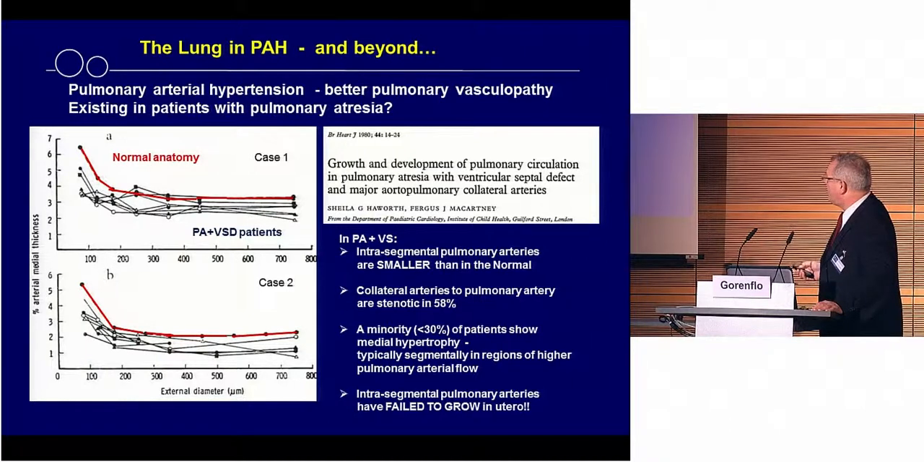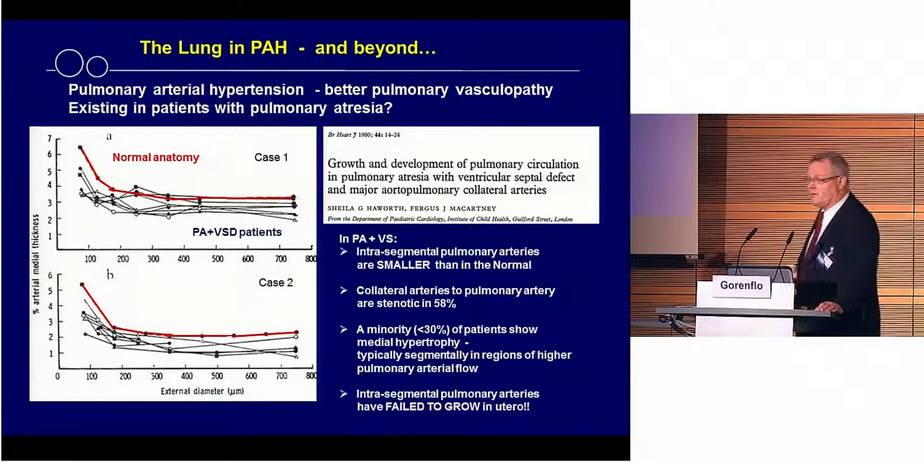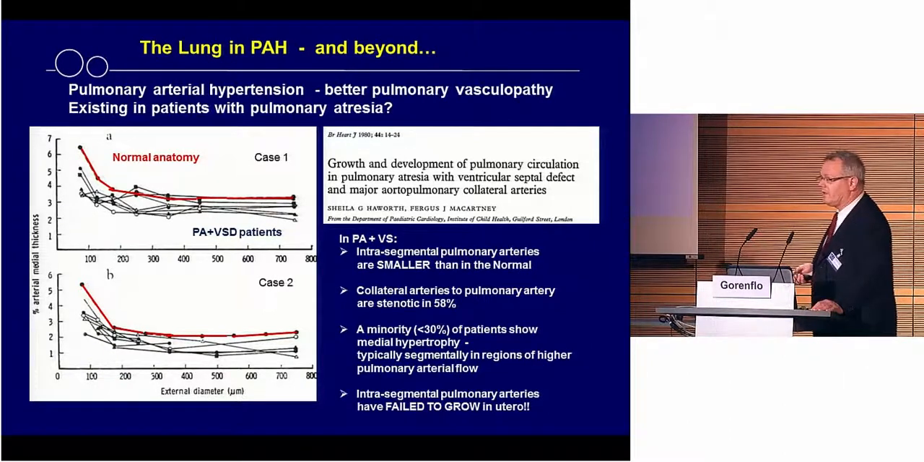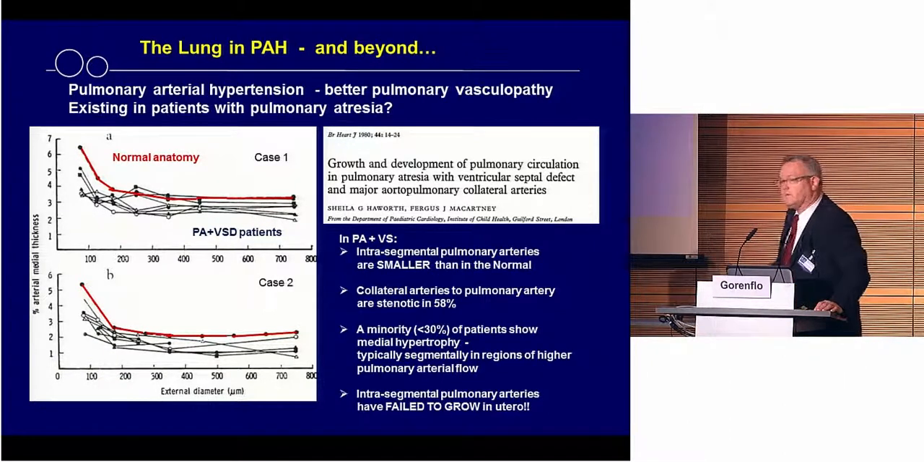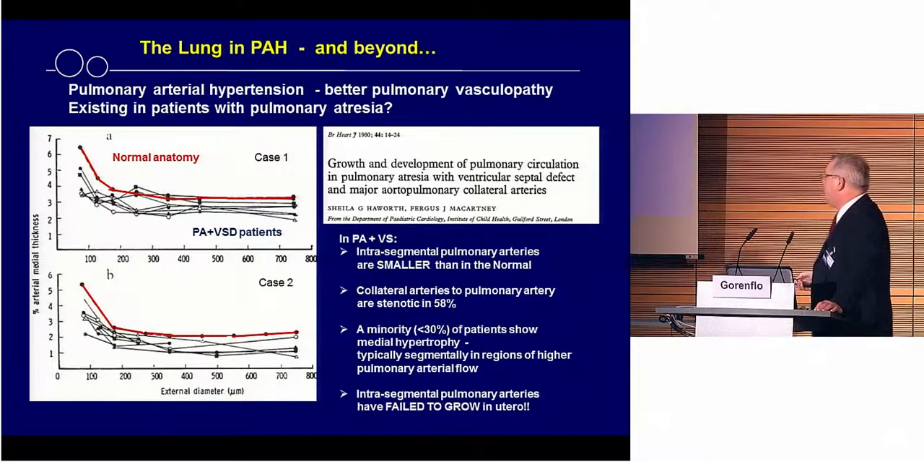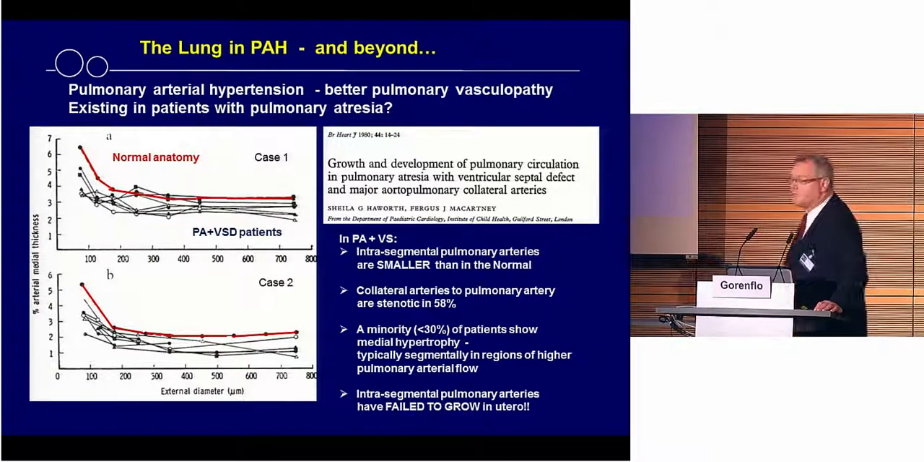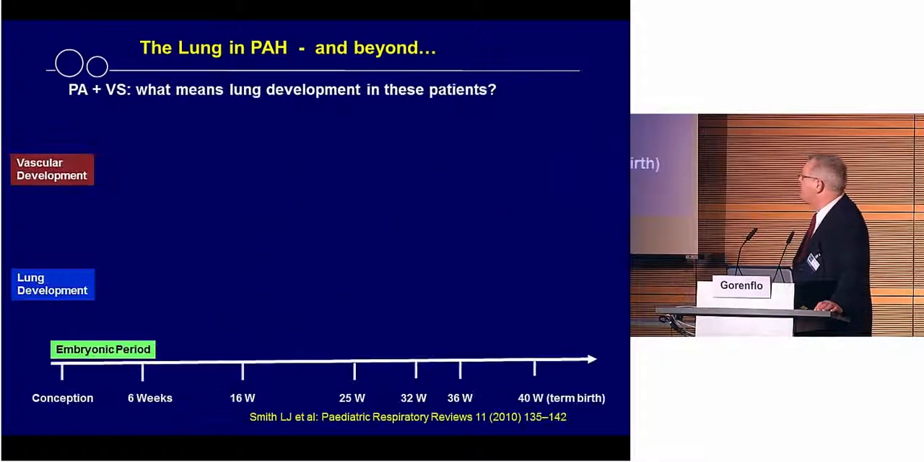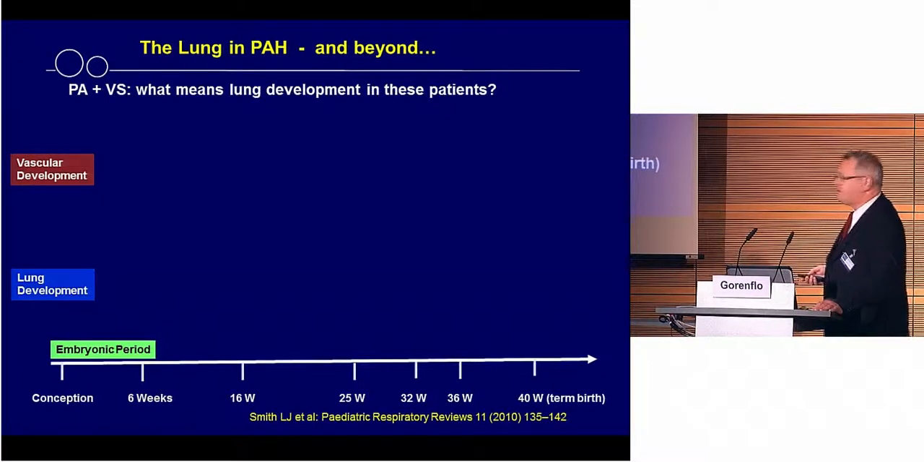A minority of these patients show medial hypertrophy, and that's one of the things we'd like to treat with our classical pulmonary antihypertensive medication. And the intersegmental pulmonary arteries fail to grow. So we have a problem of growth. And what does that mean to the lung?